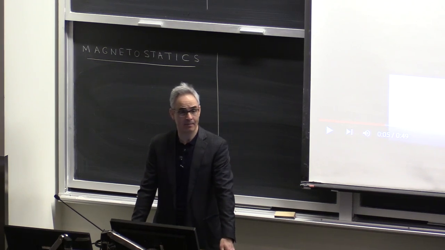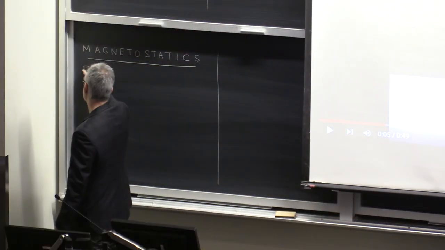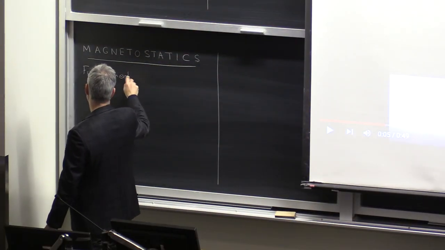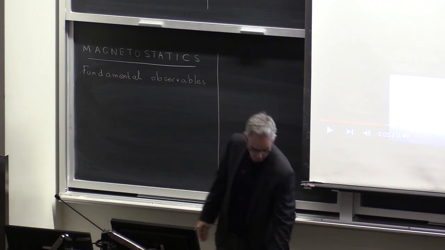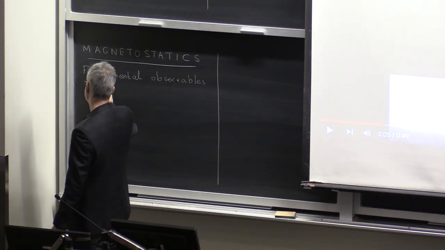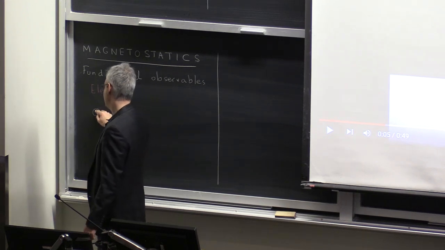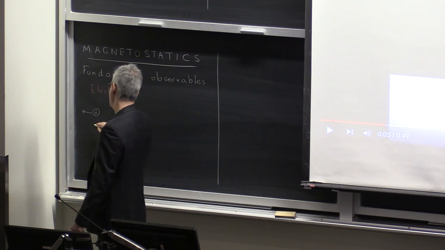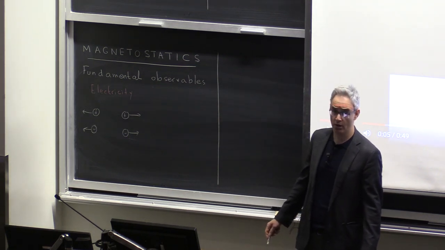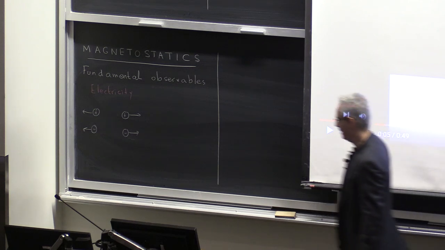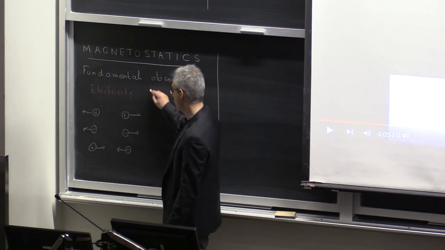And I'd like to start by reminding you that in electricity, the fundamental observable is that if you have two charges, if they are of the same kind, either both positive or both negative, they will repel. And they will repel with a force that has been determined, and it is the Coulomb force. And based on that force, we define the electric field. On the other hand, if you have different types of charges, they will attract. So this is the fundamental observable of electricity.